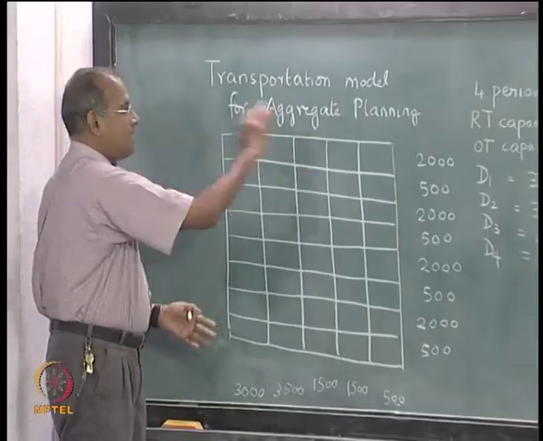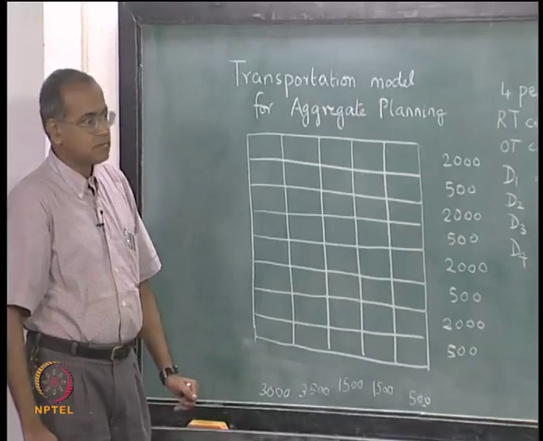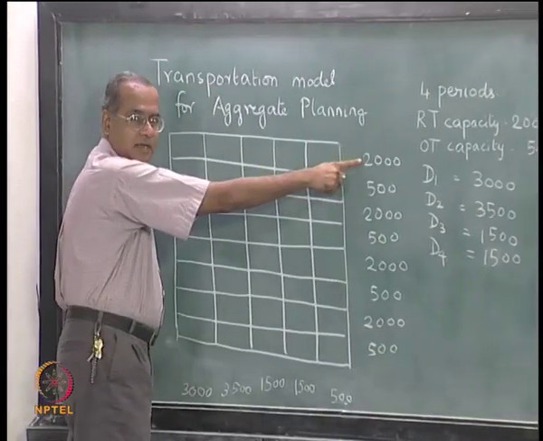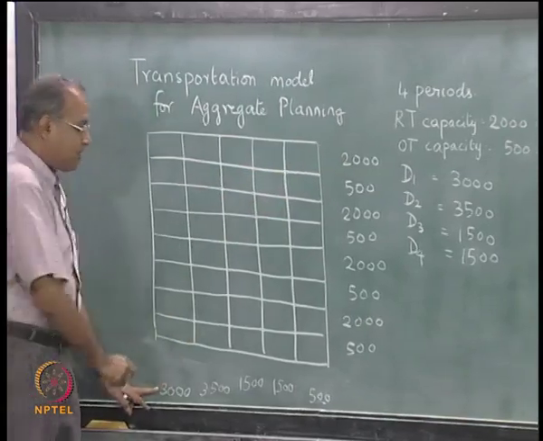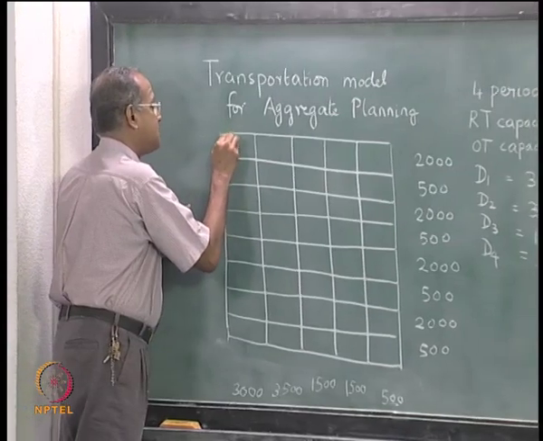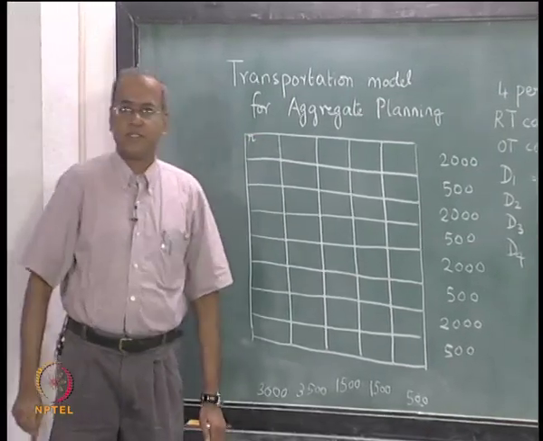Now we start writing the various costs. If we are going to use the first month's regular time capacity to meet the demand of the first month, then we assume that there is a regular time production cost which is given by R.